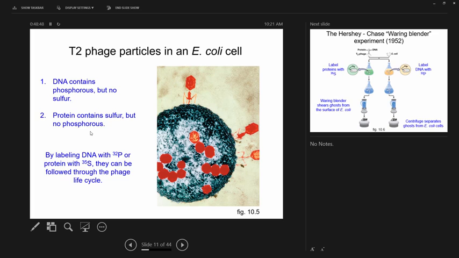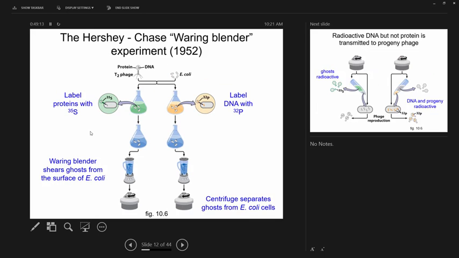In any case, P32 and S35 are radioactive nuclei. They decay at a certain rate. So about half of the P32 will decay into other size nuclei in about 14 days. So that's the half-life. The half-life of S35 is about 60 days, so you can easily do experiments here. So these are 2 separate experiments.